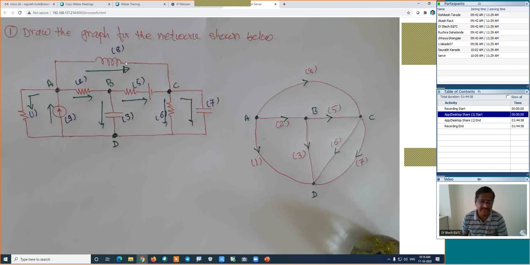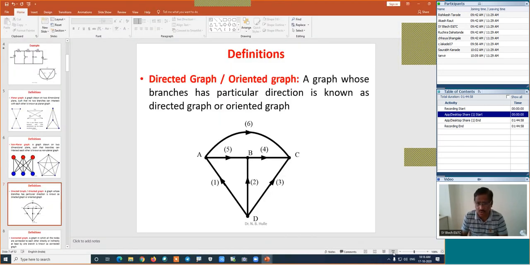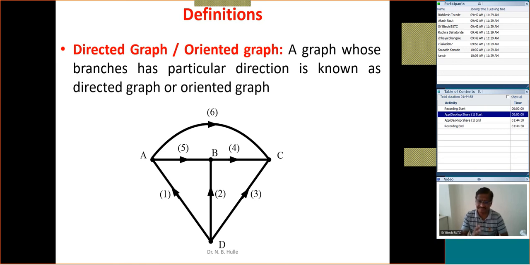In case of the nodal analysis method, we will assume a separate current for each branch and the same direction we are showing in the graph, and that graph will be named the oriented graph or directed graph. That is the definition of this graph. In the examination also, they can mention: define graph and oriented graph.